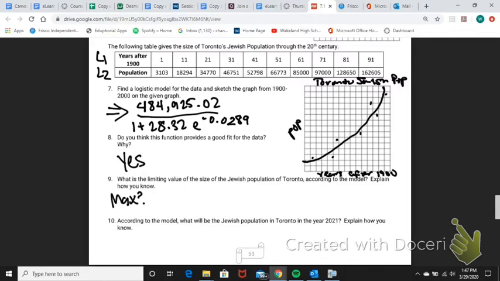So based off this model, what's the maximum population that we can expect, or the Jewish population that we could expect in Toronto? Easiest way to get it, it's honestly just this. I'm going to highlight it here. It's right there. That top number right there is always going to be your max.